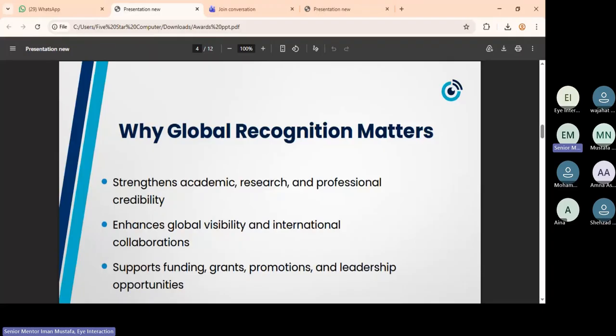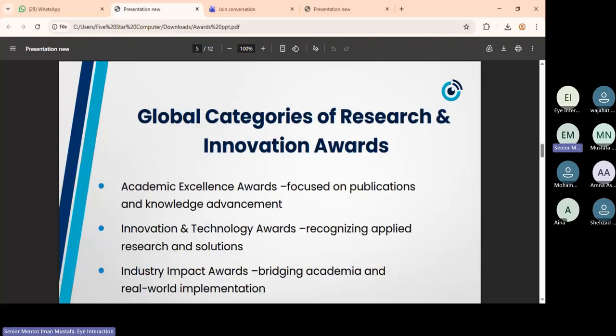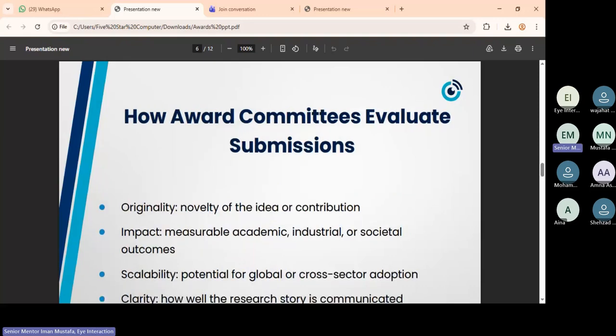Even a great project can fail if it is not presented properly. If these four elements are not presented properly in your project, it's very difficult for you to gain the global talent visa. So these are the four important elements. Moving forward, this is about how award committees evaluate your submissions. These are the four elements which I have already discussed, right?